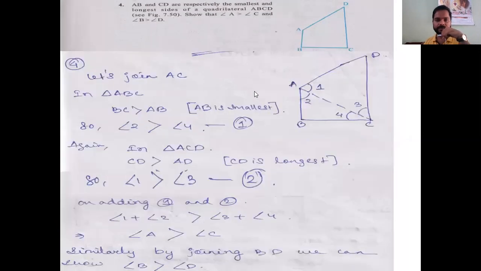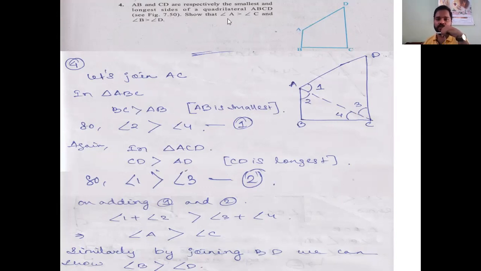Next, number 4. It's an interesting question. ABCD is a quadrilateral. AB and CD are respectively the smallest and the longest side. This is the major part of the question. AB is the smallest and CD is the longest. These two hints, or these two parts which are given in the question, we are going to use.